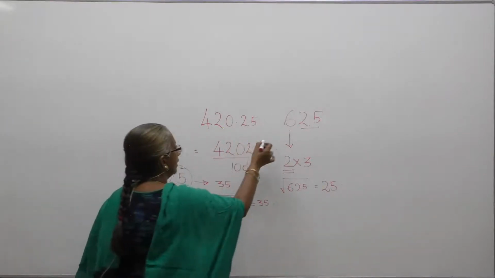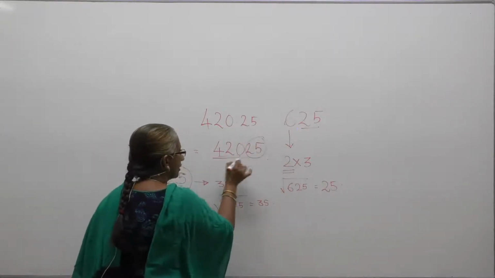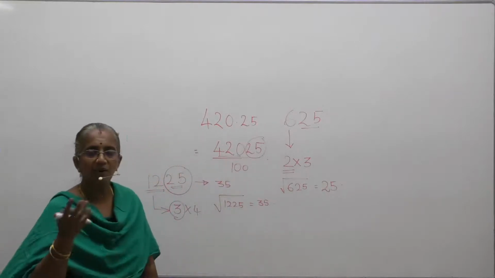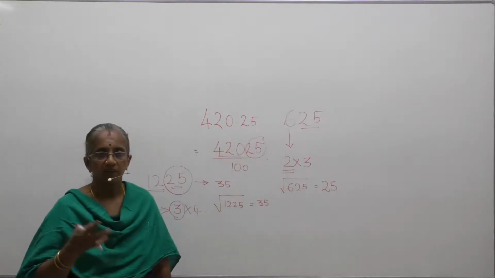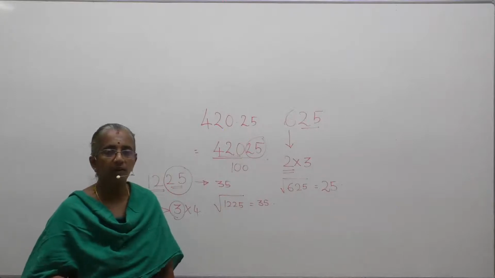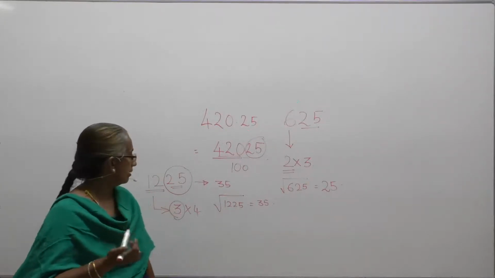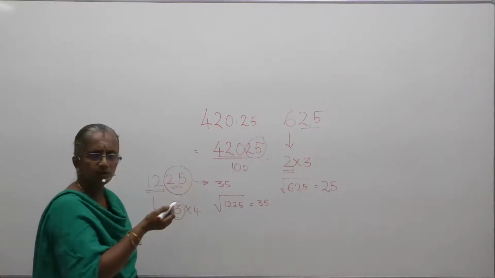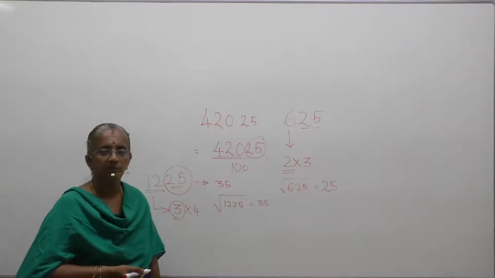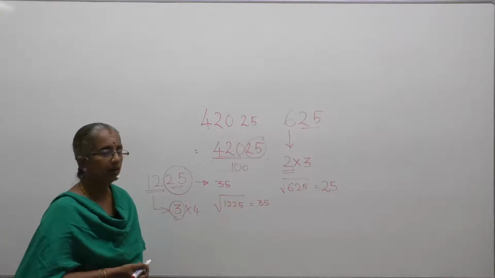Likewise, for numbers ending with 25, you can check if the remaining number can be written as a product of two consecutive numbers. That's up to you. I don't want you to do it now, but you have to express this. There are many such numbers, 1225, 625, so many others. You can check. All right.